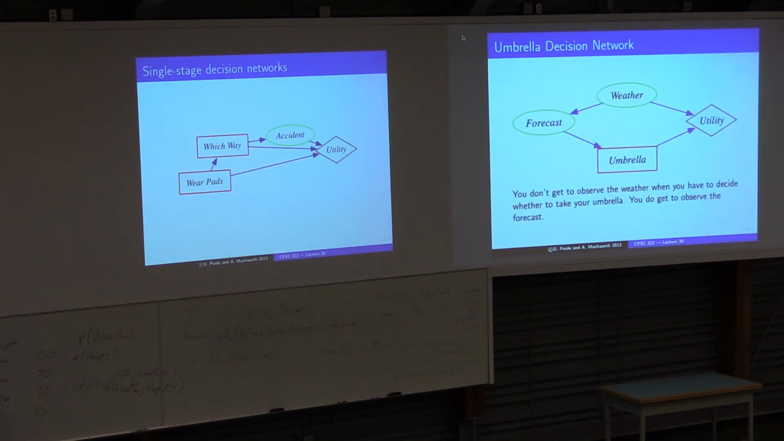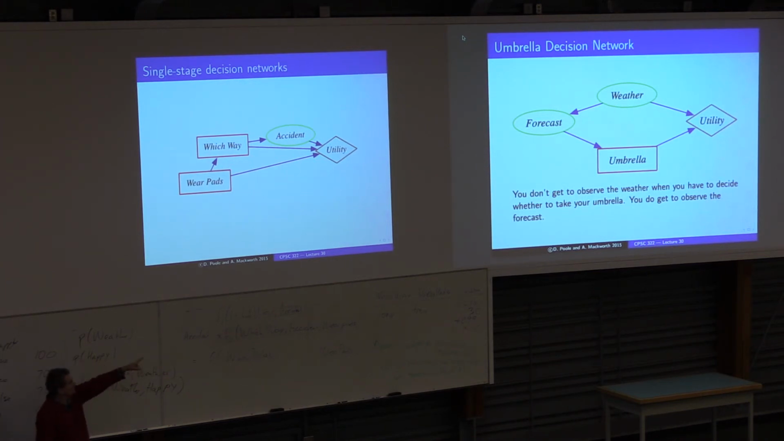Here's an example of doing this. This says that there are two random variables: the weather and the forecast. The forecast probabilistically depends on the weather. But the agent doesn't get to observe the weather. The agent gets to observe the forecast. But whether you're happy or not depends not on the forecast, which is sort of irrelevant. It depends on the weather and whether you have an umbrella. So you don't get to observe the weather when you have to decide.